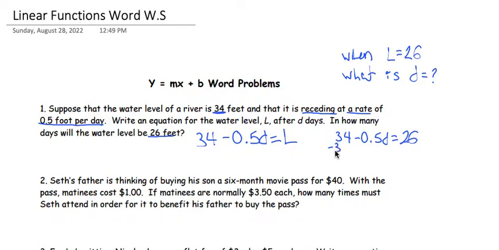The first step is to subtract 34 on each side. We'll have negative 0.5 d equals 26 minus 34, which is negative 8. And then to get d by itself, we will divide by negative 0.5 on each side. And then finally, we'll get that d equals negative 8 divided by negative 0.5, which will be 16. And this means that after 16 days, the water level will be 26 feet.